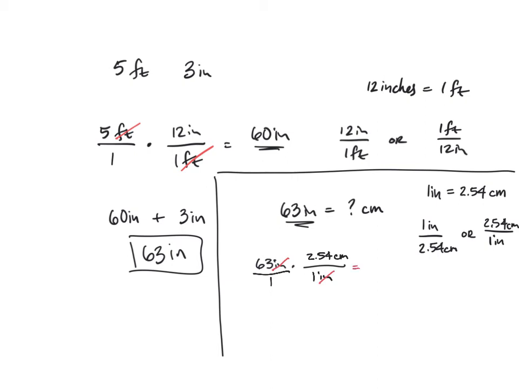So we have 63 times 2.54, which is 160.02 centimeters. So she's 5 feet 3 inches, or 63 inches, or 160.02 centimeters.